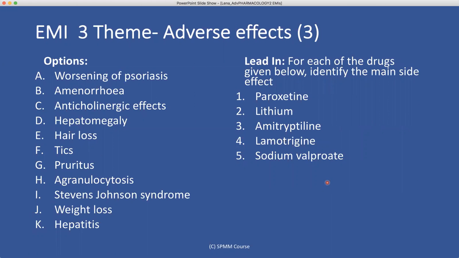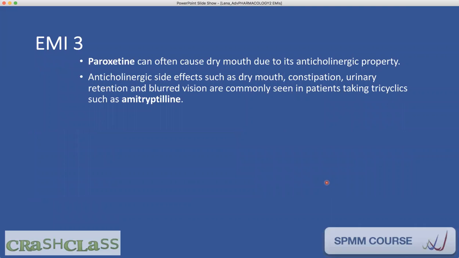Question 3, adverse effects. For each of the drugs given below, identify the main side effect: paroxetine, lithium, amitriptyline, lamotrigine, sodium valproate. Now, paroxetine can often cause dry mouth because of its anticholinergic property. Another drug with anticholinergic property here is amitriptyline. All tricyclics have anticholinergic effects. They vary in the degree of anticholinergicity, but amitriptyline has a high anticholinergic side effect profile. It can cause dry mouth, constipation, urinary retention, and blurred vision.